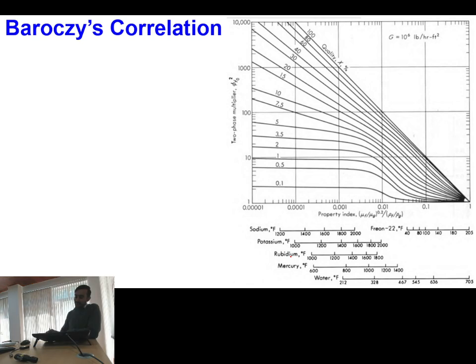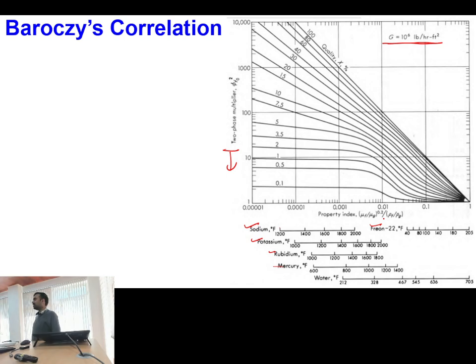And then this is one detailed curve for the two-phase multiplier. In this detailed curve you can see this is your quality, but mass flux is fixed, and these are the different fluids: sodium, potassium, freon. For their different ranges of temperature you can calculate the corresponding value of the multiplier. So this is a bit more generalized curve. If fluids other than water are given, then you have to use this curve.